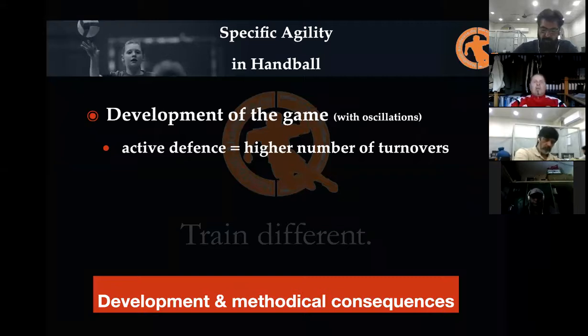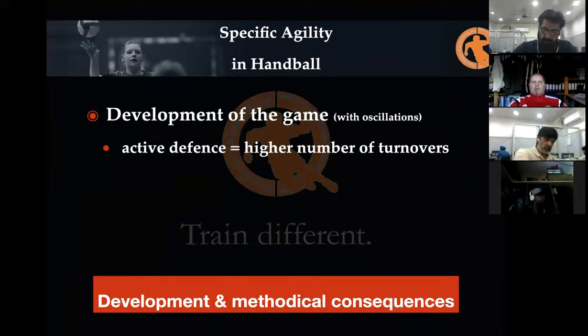To be honest, at the top level we don't see so much active defense, because the dominating teams, especially from Europe, use a classical 6-0 defense. They don't work too open, too active. They are reacting more and more. From my point of view, this is a negative development of our game. But hopefully in the future, teams with more active defense will come up.